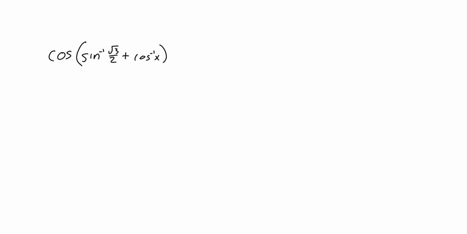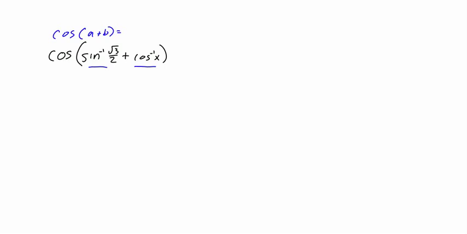Okay, what we're going to do today is take this expression: cosine of the inverse sine of square root of 3 over 2 plus the inverse cosine of x. We're going to write it as an algebraic expression without any trigonometric functions. So first thing we need to realize is that we have two terms in here. And since we have two terms, we have to use an identity to bring them apart.